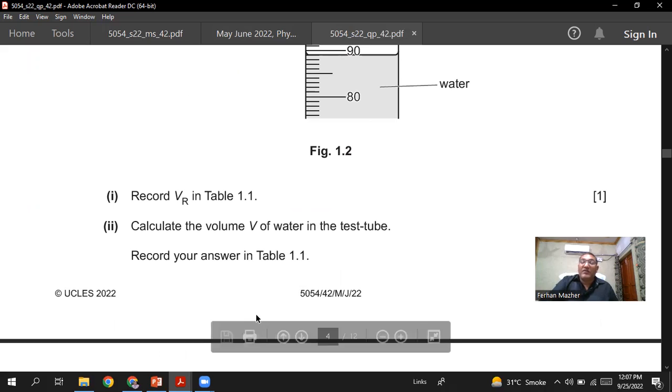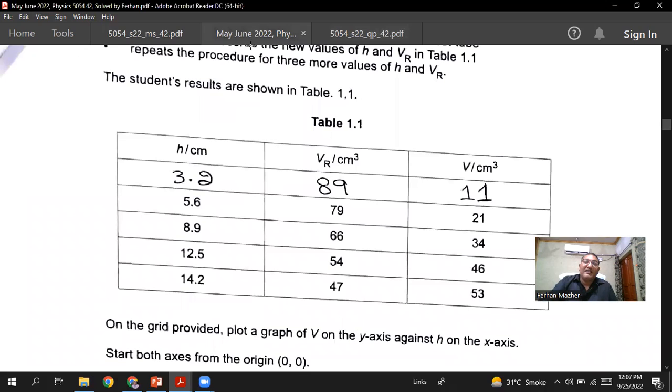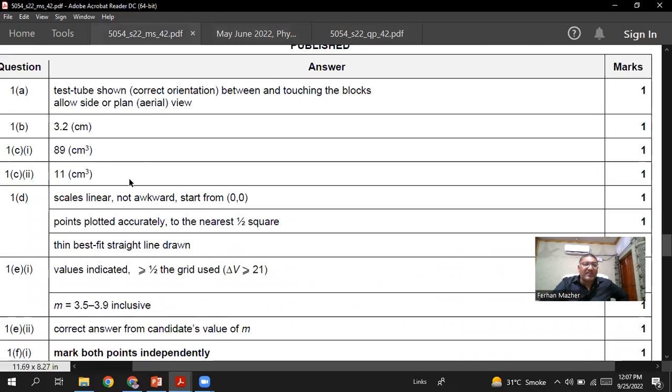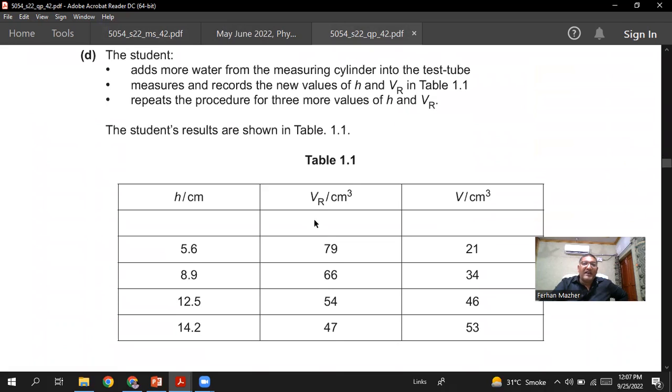The volume of the water which you have put in the test tube will be 100 minus 89. So let me show you. The VR value is 89. So the V value which you have put into the test tube will be 100 minus 89, so that will be 11. That's why I've written 11 here. Let me check the marking scheme: 89 and 11. Okay, so we are doing good. We are done with that.